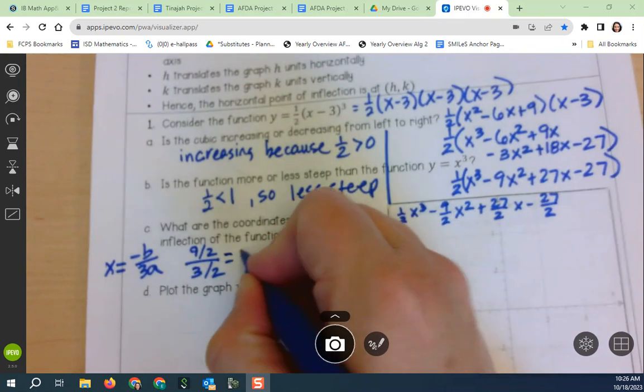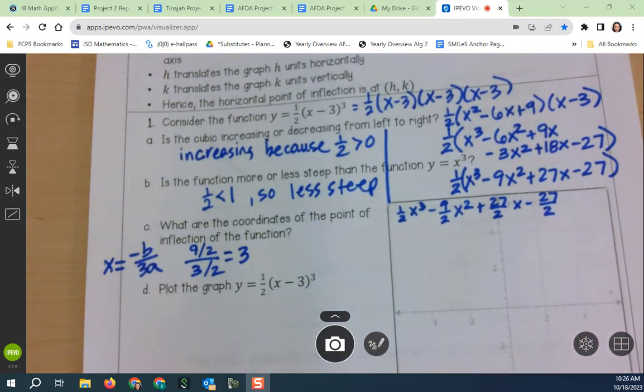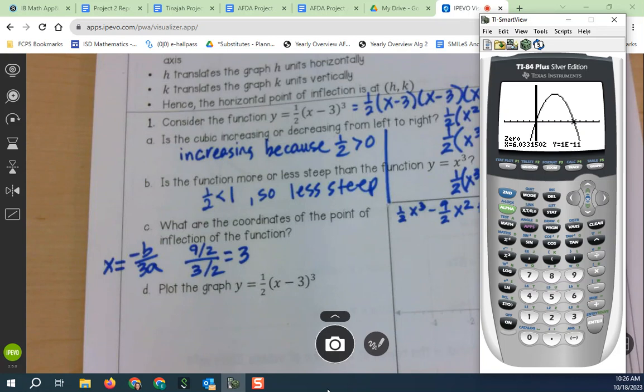All right, so I get 3. So that's the x coordinate, and then how do I find the y coordinate? Substitute it in, right? Yeah, so substitute that back in here. You could just put that in your calculator and then use the table if you don't feel like doing all that multiplying, okay? So I'm going to do that. You guys can do that as well.